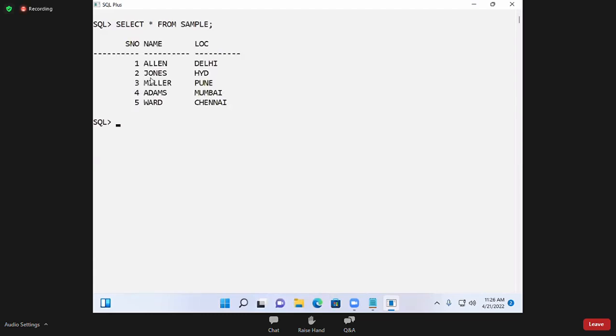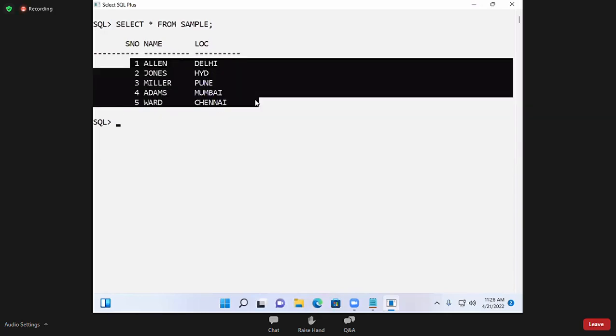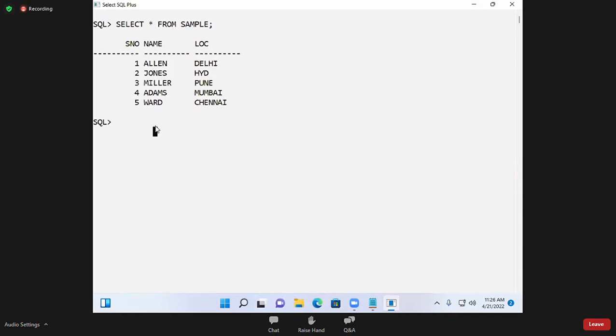Okay, now see. In the last session, we created one table. What is the table name, guys? Sample. So this is my table, with serial number, name, and location. How many rows are there in total? 5 rows. And what do we call this? Permanent data. Now from this permanent data, we will do one operation. For example, delete from sample where serial number is equal to 1. So carefully observe one by one.